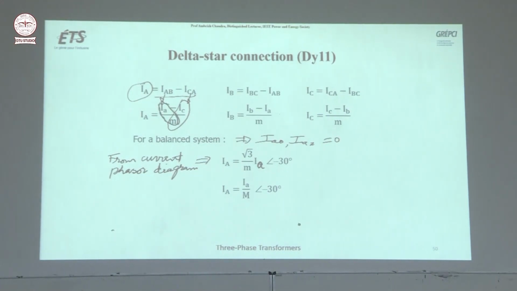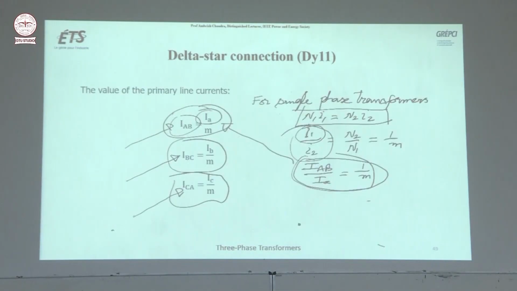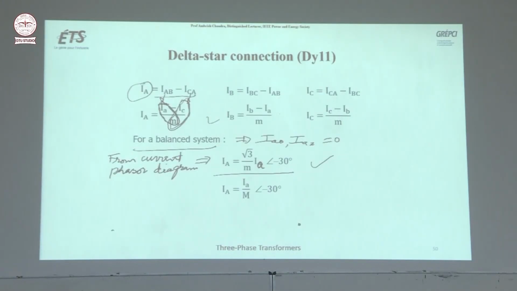Now you put the IAB value and ICA value, and finally you can find, for a balanced system, you can write this equation, and you can see that in this diagram also. IA is here, this is IC, minus IC, the sum of this will give you IA multiplied by M. So this is what we are writing. Okay, but for a balanced system, zero sequence currents are zero.